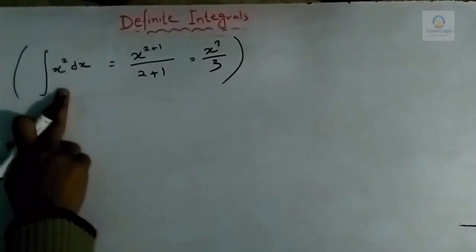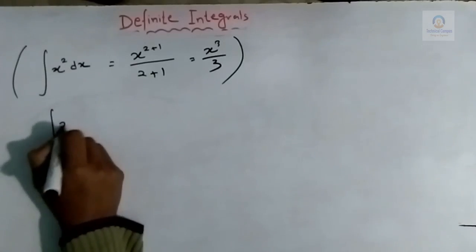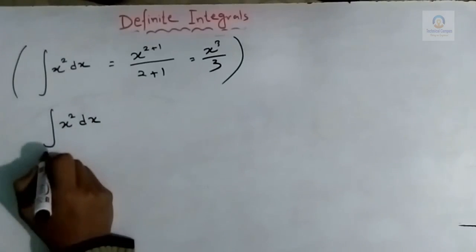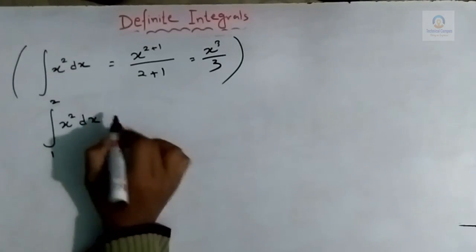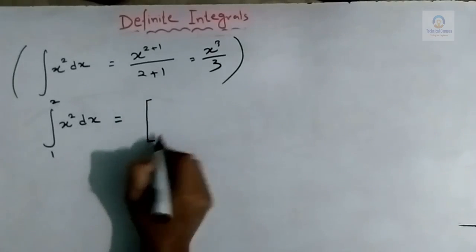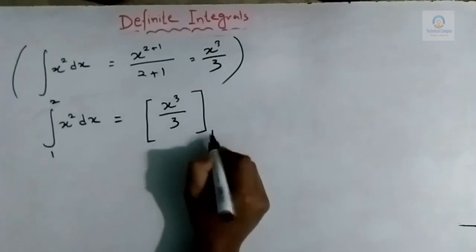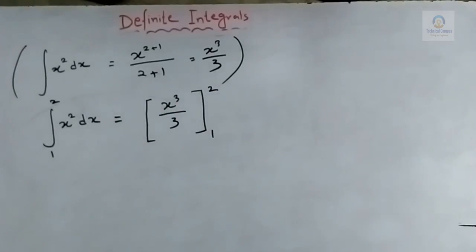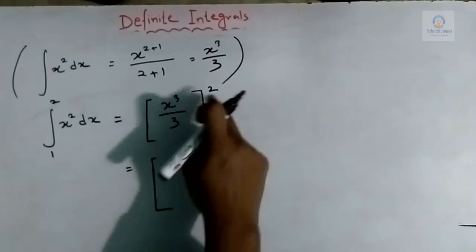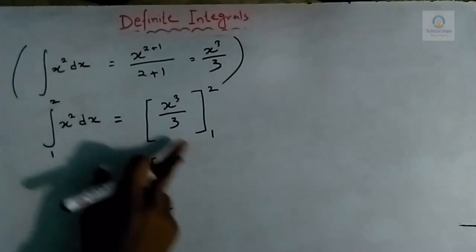If we integrate this, we get the result in terms of x. Suppose the function is x square dx, and we want to integrate this from x equal to 1 to 2. The result will be x cube by 3, and we have to consider the upper and lower limits here. So we have to check the value of this function at x equal to 2, and subtract the value of this function at x equal to 1.